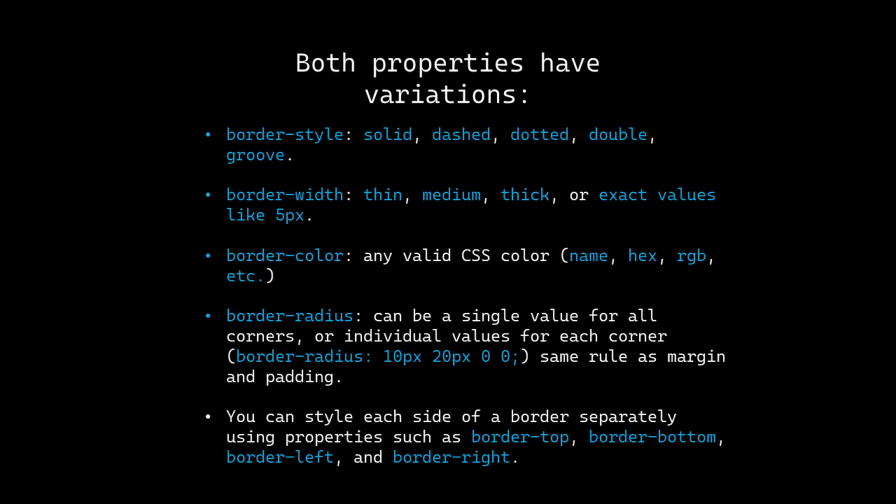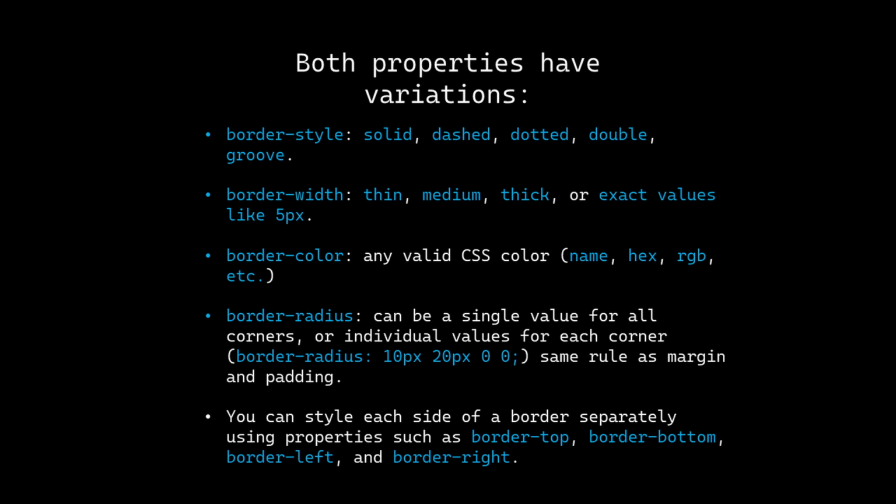And both properties have variations. Border style can be solid, dashed, dotted, double, groove. So this is the second thing that you write in the basic border command. Border width: thin, medium, thick, or exact values like 5 pixels. This is the first thing you write in the normal border command, which is 2 pixels.